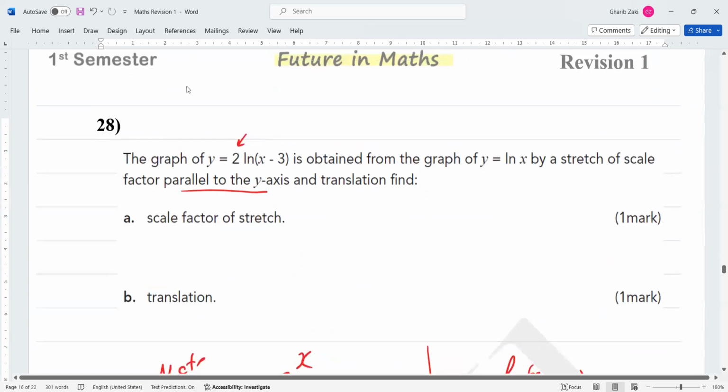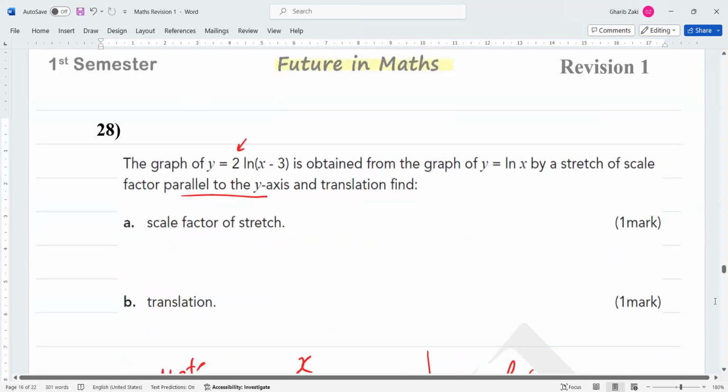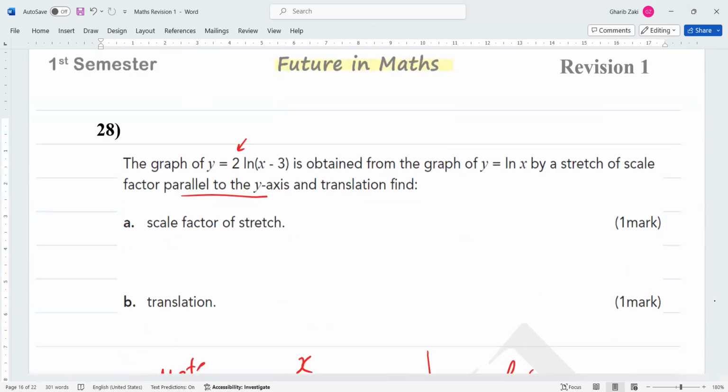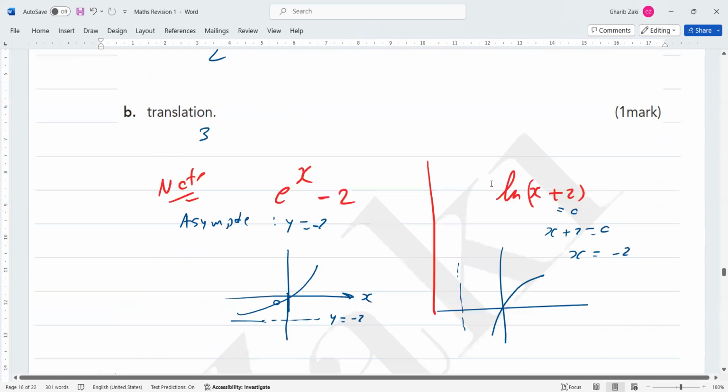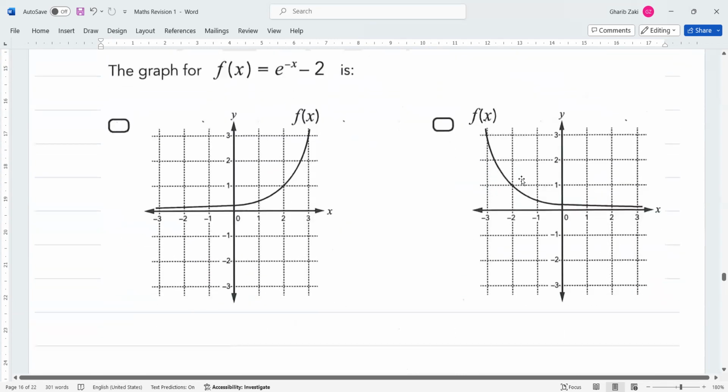Okay? Now, he said the graph is obtained from the graph by a stretch parallel to the x-axis. So the scale factor is 2. 2 is the horizontal stretch. Translation, this one: x minus 3 equals 0, so x equals 3. So the translation of scale factor 3. Okay? Now we go to the multiple choice question.